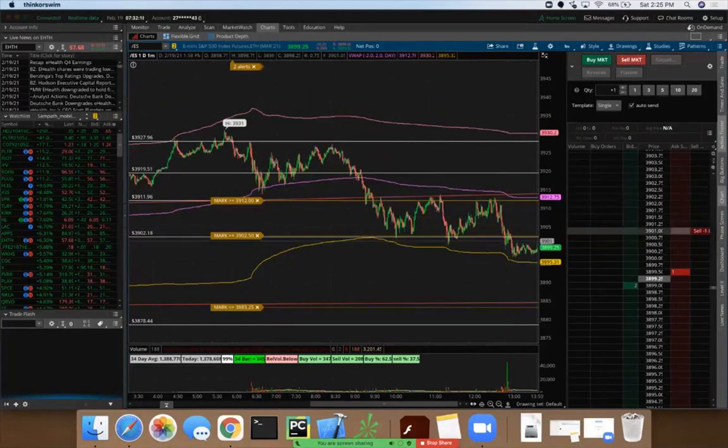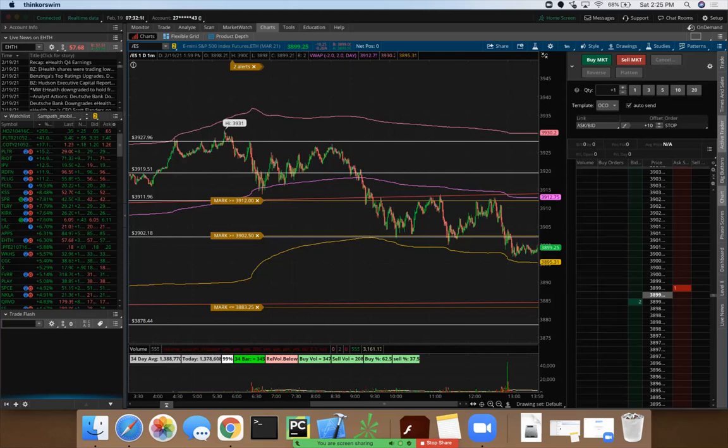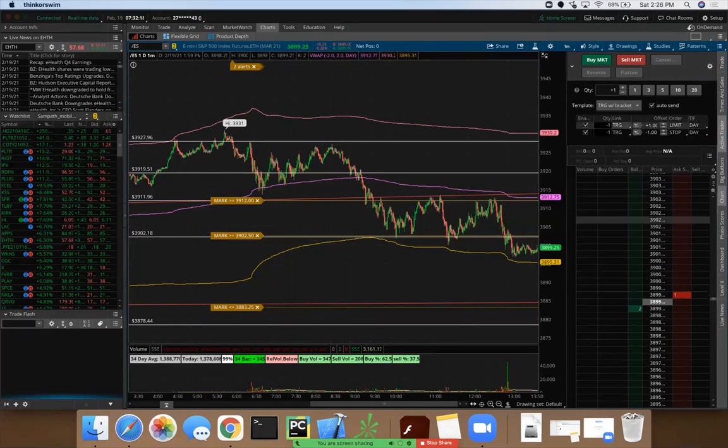So TOS also has a few features, like you can place the stop loss automatically right when you enter the trade. It's called an OCO trade, and you can create your own template as well, like a trigger with two brackets or three brackets or one bracket. What it means is where you want to put your stop loss and where you want to put your profit target. You can customize these levels according to where you are entering.